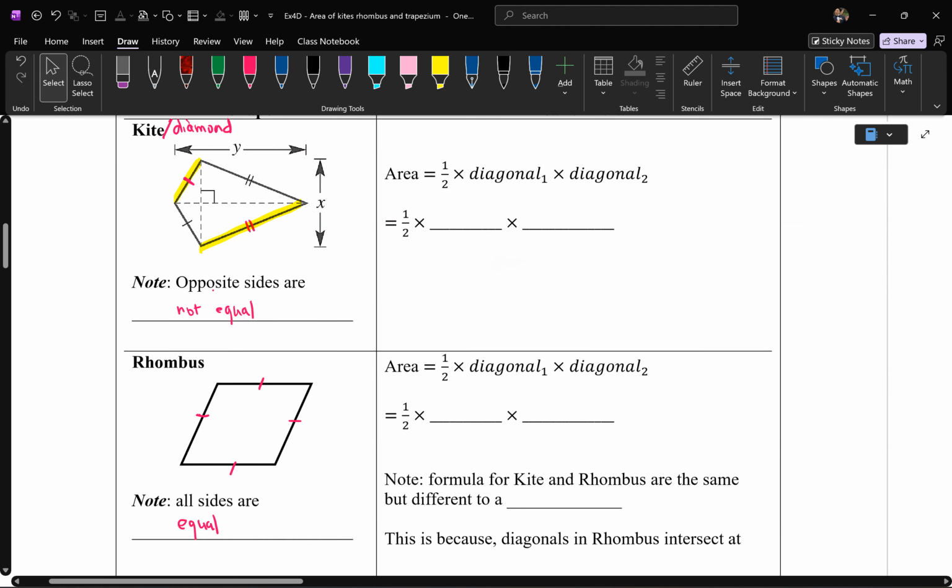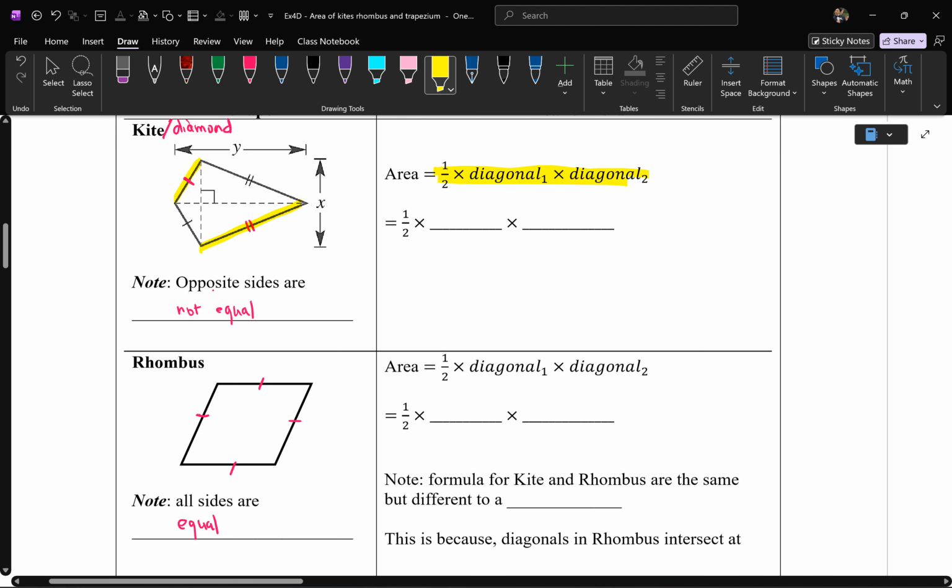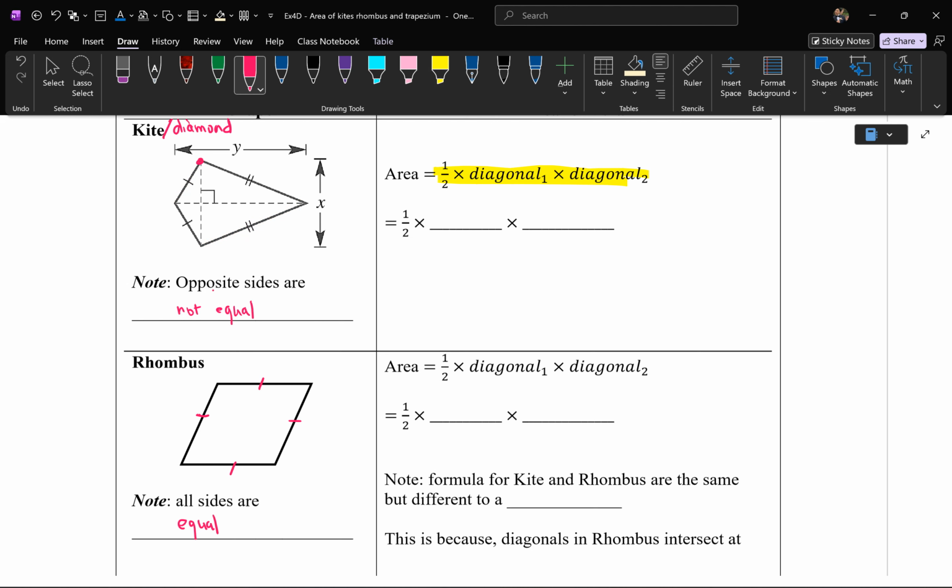The formula for both the rhombus and a kite is exactly the same. It is half times diagonal 1 times diagonal 2. And what that means is that if you took the diagonal from one corner to the other corner, that's called diagonal 1, times by the other diagonal, so one corner to the other corner, that's diagonal 2. Now in the diagram, I've already given this to you as x, so that's x, and from here to here, that's y, that's the diagonal length. So it's technically x times y.